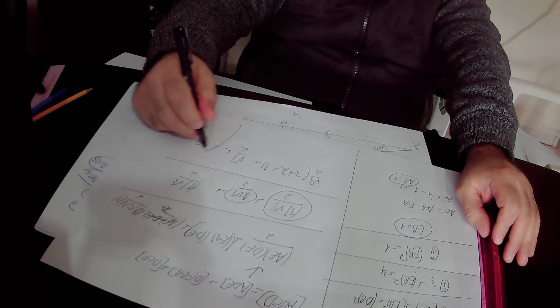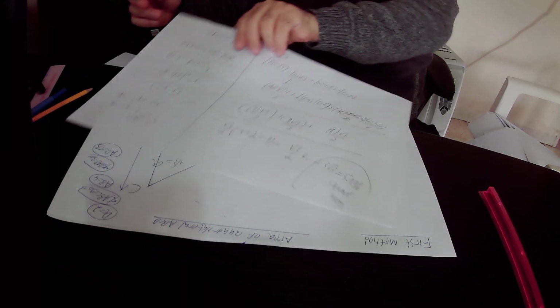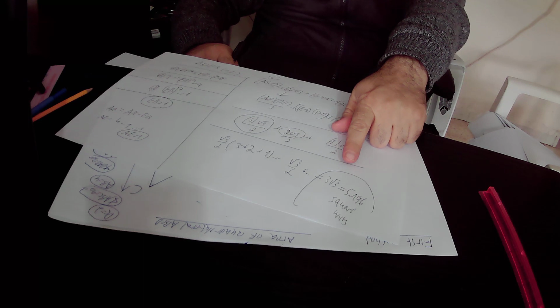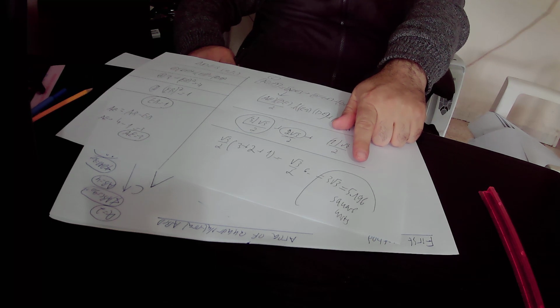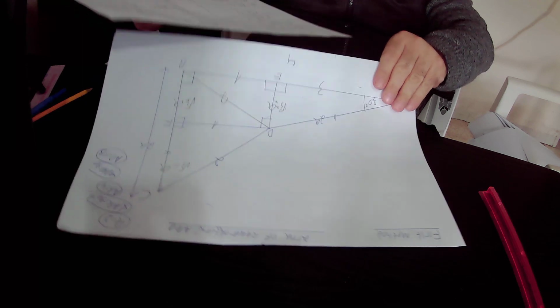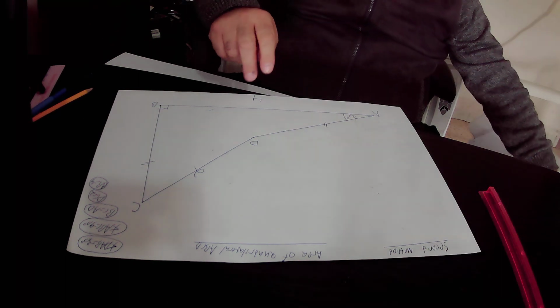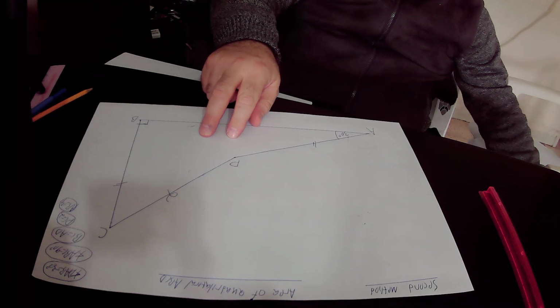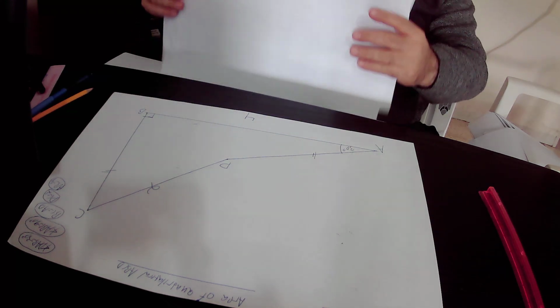I will repeat again. We found out that the area of quadrilateral ABCD equals either 3 times square root of 3 square units, or in terms of numbers, 5.196 square units. So we finished with the first method. In the next step, I will present how to find the area of this quadrilateral ABCD according to the second method.